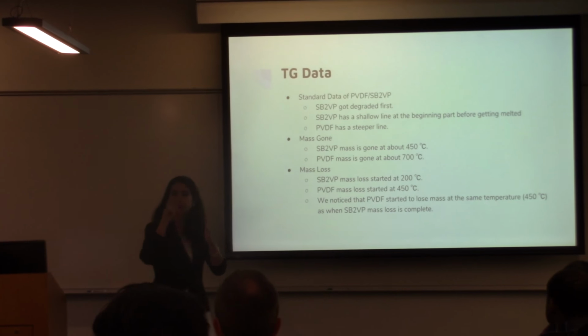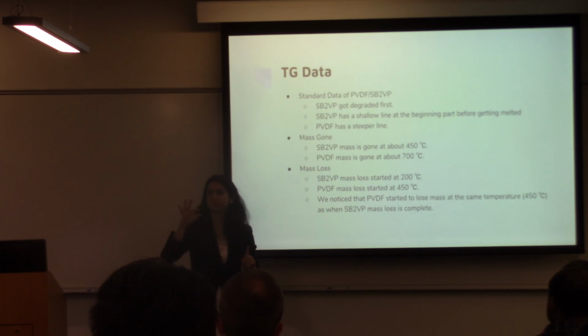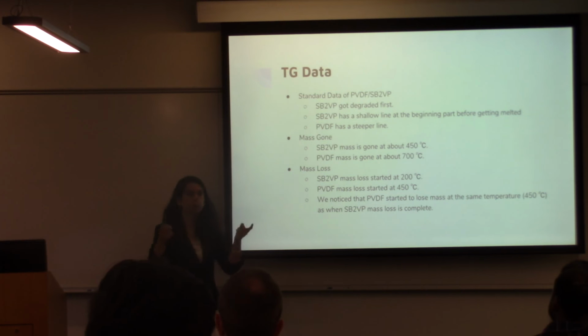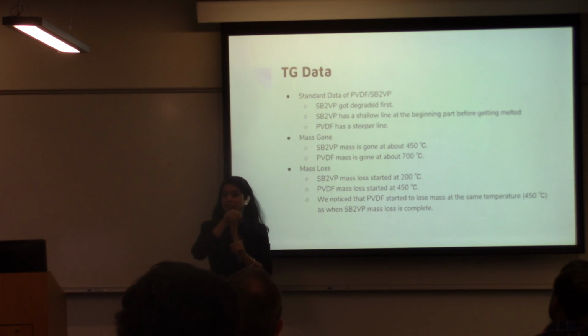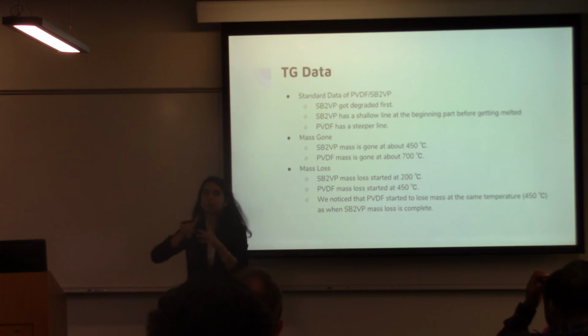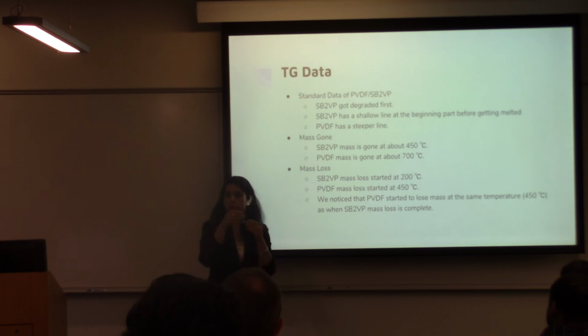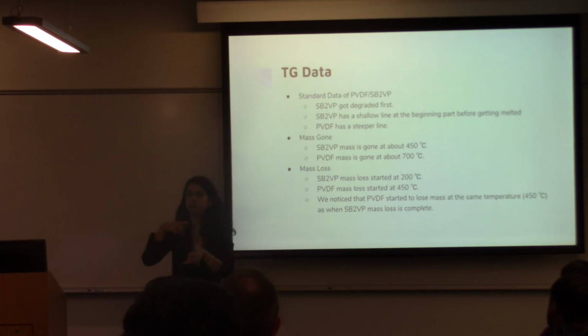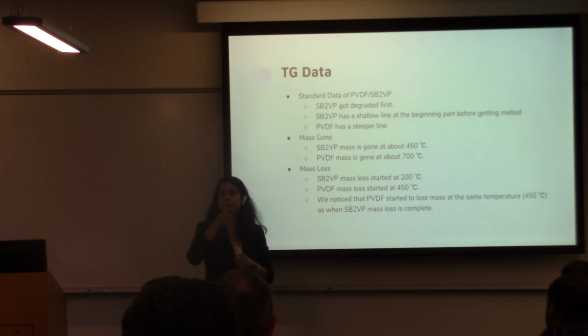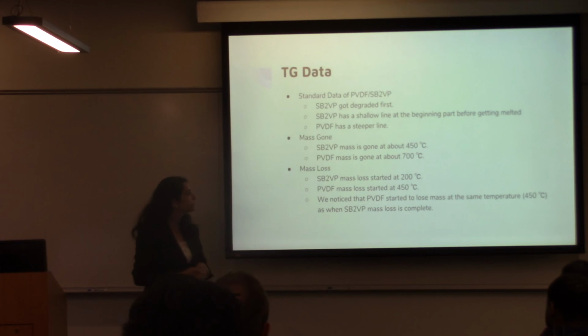So analyzing our data, we made some comparison, SP2VP, 9010, PVDF, both of those. So at 450 degrees, the 9010 mixture is completely melted, gone away. And that's at the same temperature point where the PVDF mass loss starts. So SP2VP, the mass loss starts around 200 degrees and then drops off pretty quickly after that.